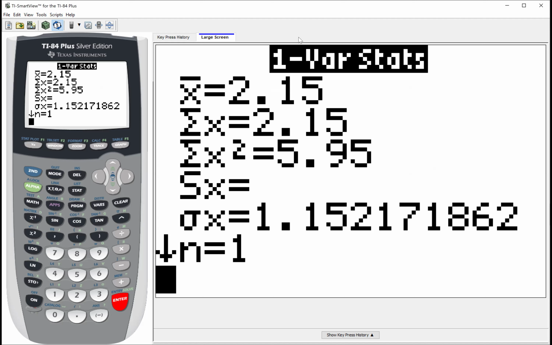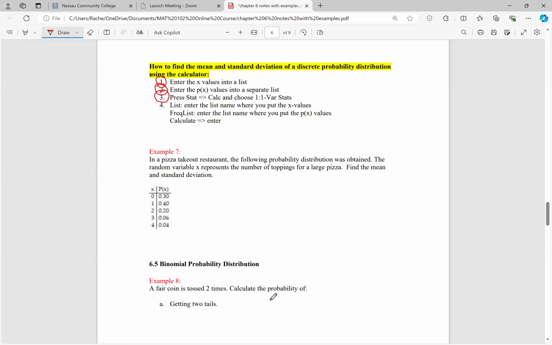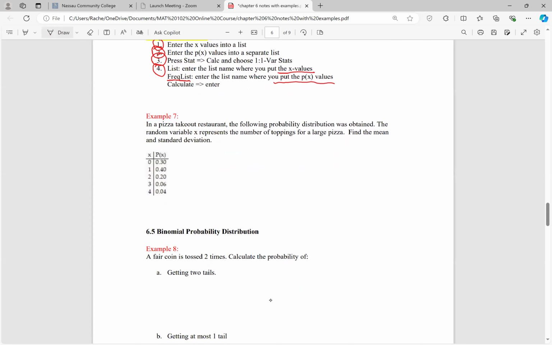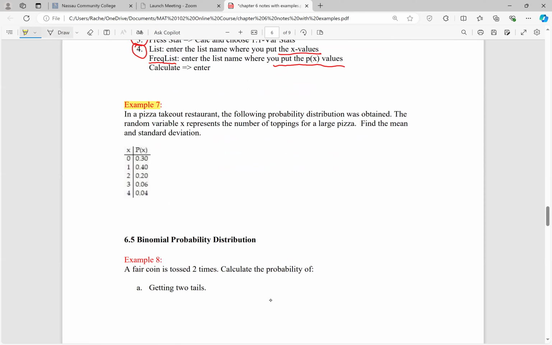So we're going to do another practice question. And I just want to point out here, step 4 is what we just did. For the list, you're going to put the name of your X list. And then for frequency list, you're going to put the name where you put the P of X values. And then you're going to calculate. So let's look at example 7. In a pizza takeout restaurant, the following probability distribution was obtained. The random variable X represents the number of toppings for a large pizza. Find the mean and standard deviation.